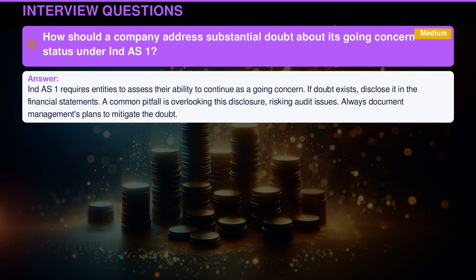Indian Accounting Standard 1 requires entities to assess their ability to continue as a going concern. If doubt exists, disclose it in the financial statements. A common pitfall is overlooking this disclosure, risking audit issues. Always document management's plans to mitigate the doubt.